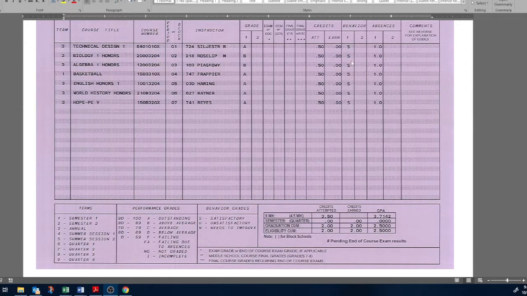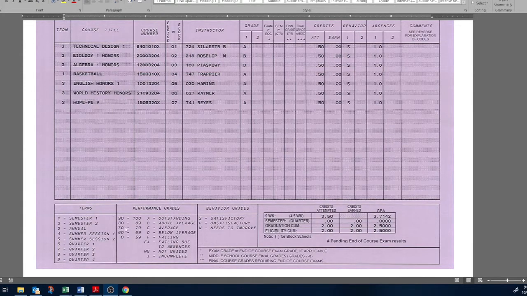You have your behavior columns here. S is satisfactory, U unsatisfactory, N needs to improve. And then you have your absences. Your absences are accumulated by period, not by day, so you can have more absences in one period than another. If you see something that is off, you should talk to your teacher about why there is more or less in one period, but these are done by period.